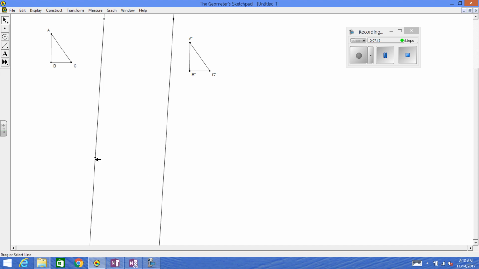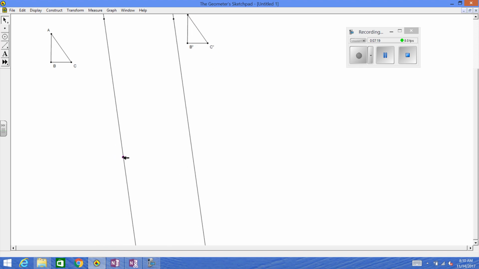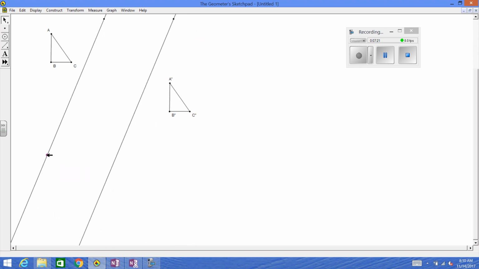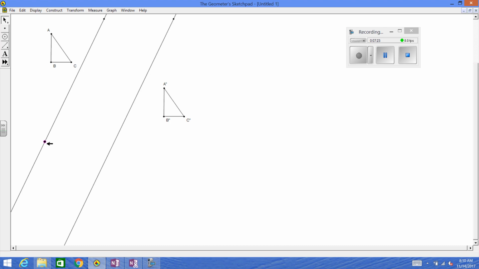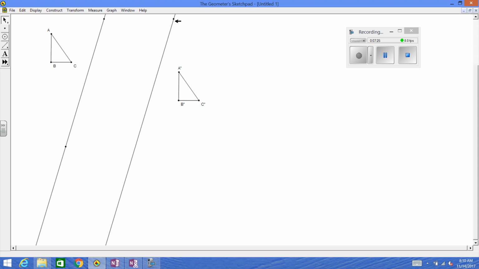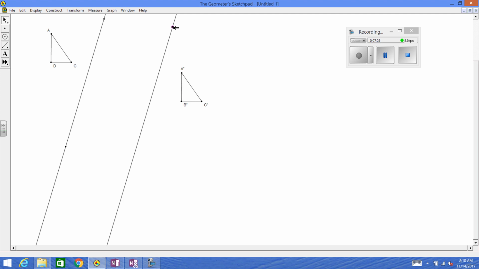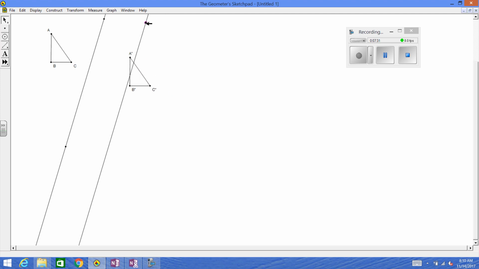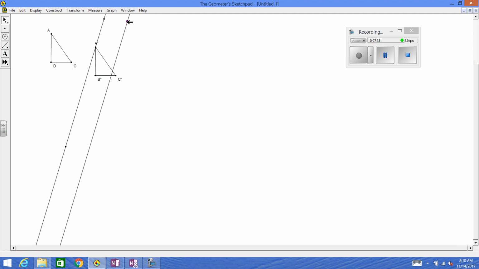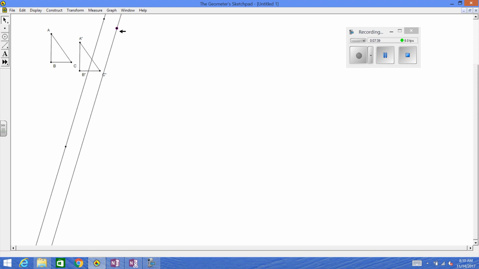Okay, so we'll just check this out. We'll move it around a little bit. It looks like it's still a translation, right? So that's just showing you for different lines that are parallel, it's going to look like that. What you're going to notice is if we go close enough, basically you're reflecting over the first line, reflect over the second line, you end up right back where you started.